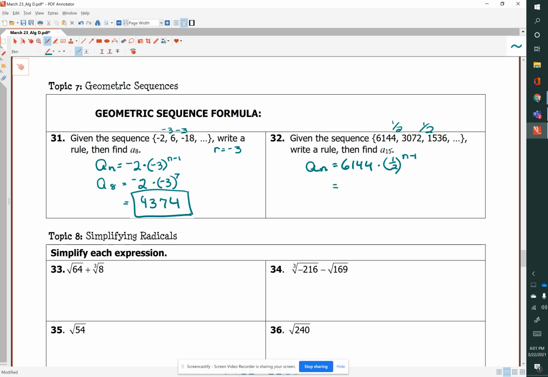In this case, we're asked to find the 15th term, so a sub 15 equals 6,144 times 1/2 raised to the 14th power. 15 minus 1 is 14, and all of that will equal 0.375. Give yourself a heads up 0, and that's our final answer.